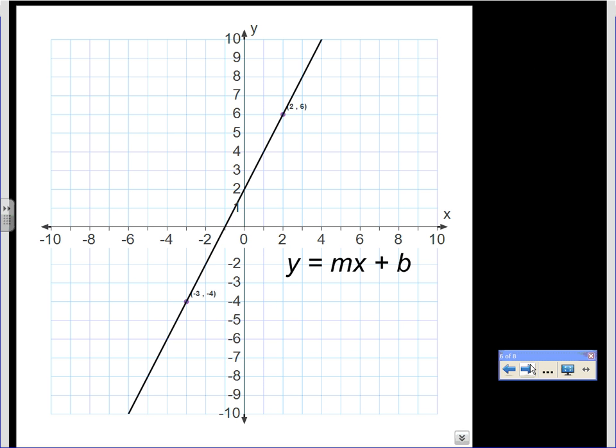Now the equation of this line, we're going to work it the same way. Let's calculate a slope. It looks like it's going to cross at these points.